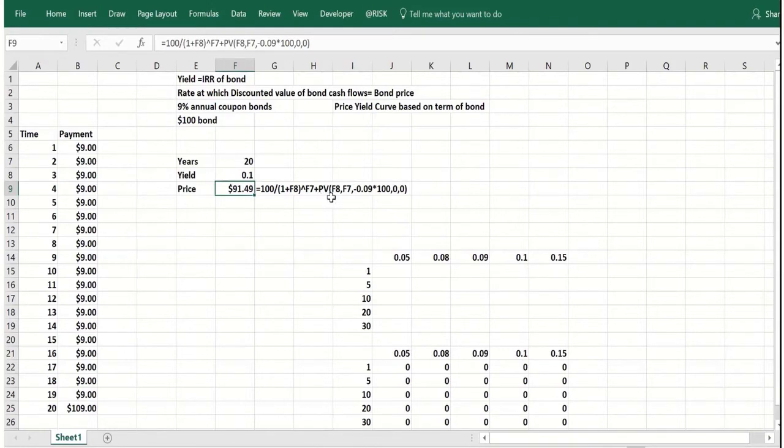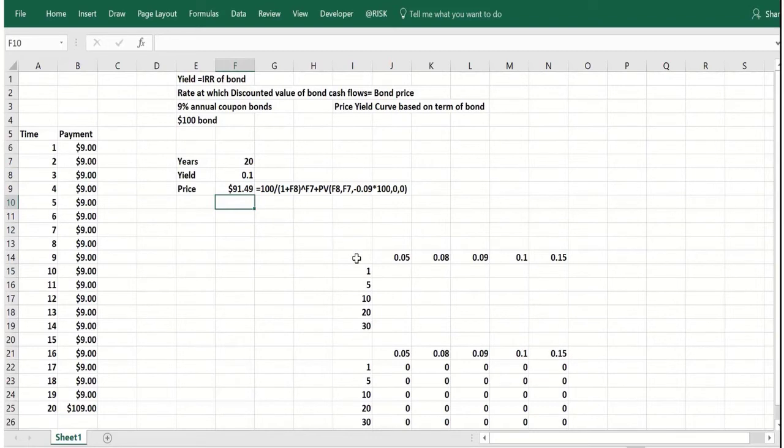And then for the coupons, you would take the present value at the yield, 10%. You're getting how many coupons? One for each year, 20 years, 20 coupons. And you have to put a minus sign here to make the PV positive, if you followed our PV videos. So you would take minus 9%, because that's the coupon rate, times the face value. So that's $9 every year. This is the present value of getting $9 at time 1, time 2, through time 20. We've already taken care of the $100. So that would be the price of this bond. In other words, a 20-year bond at a yield of 10% with 9% coupons would sell for $91.49.